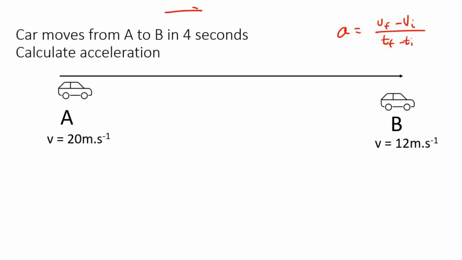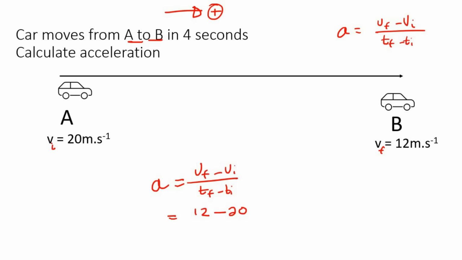So I'm going to choose to the right as positive. What I usually like to do is just choose the direction that the vehicle's moving as the positive direction. Okay, so let's go for this. So A is equal to, now your final velocity, it says the car moves from A to B. So B is your final, A is your initial position. So that's going to be 12 minus, well, we should always put the formula first. So VF minus VI over TF minus TI. And so that's going to be 12 minus, then the initial velocity is 20.